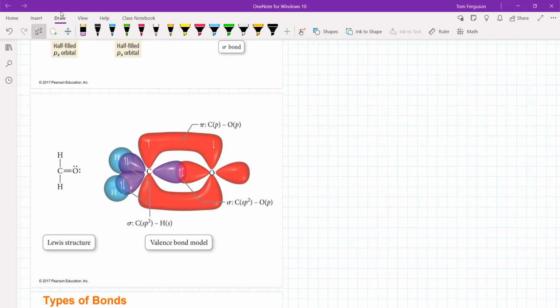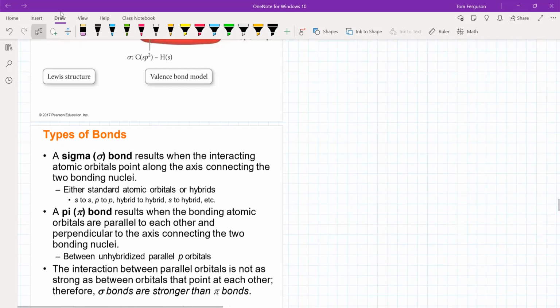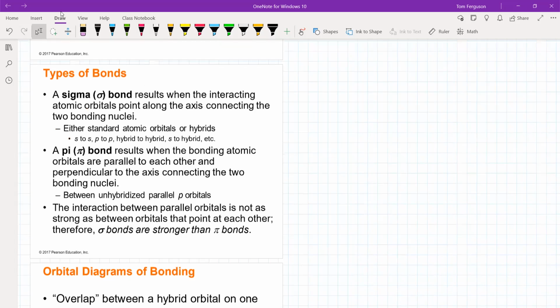Okay. So when you have a double bond, you've got two kinds of electron bonds being done, one a pi and one a sigma. Okay, so I'm going to end this here.